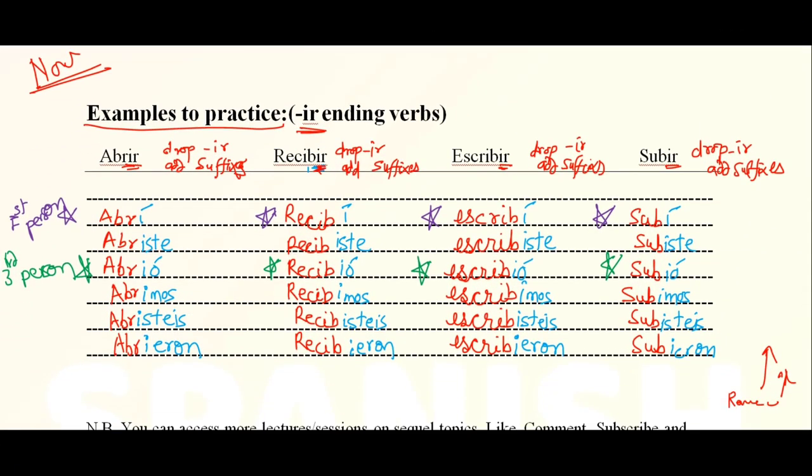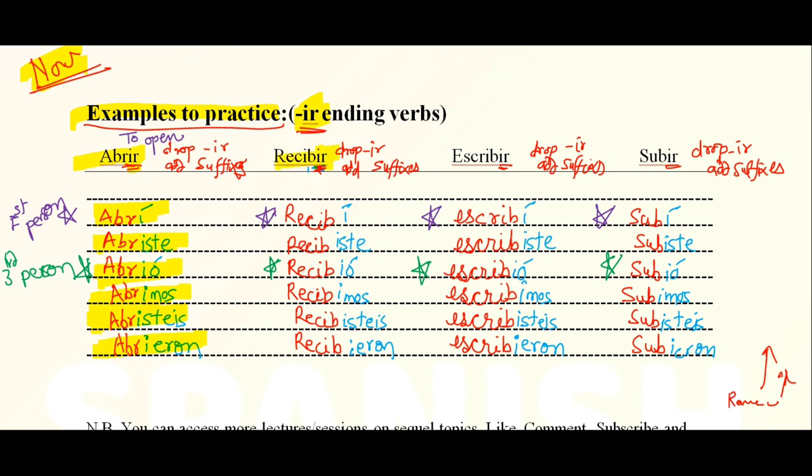See some examples related to IR ending verbs. We'll check the conjugations. Here we have four verbs to practice. IR ending, pretérito indefinido, regular conjugations. Abrir means to open. And respective conjugations are first, second, third person, singular and plural. Abrí, abriste, abrió, abrimos, abristeis, abrieron.